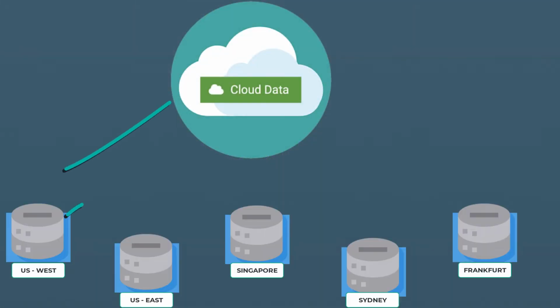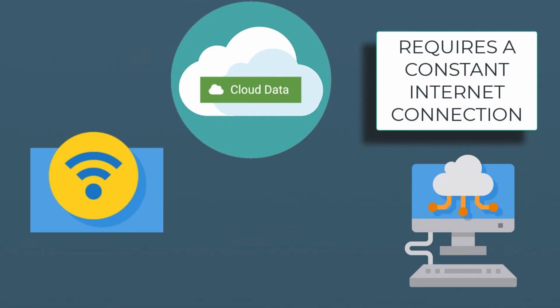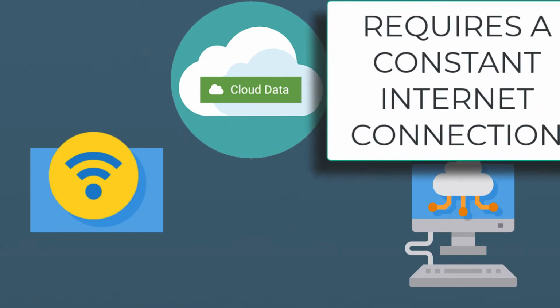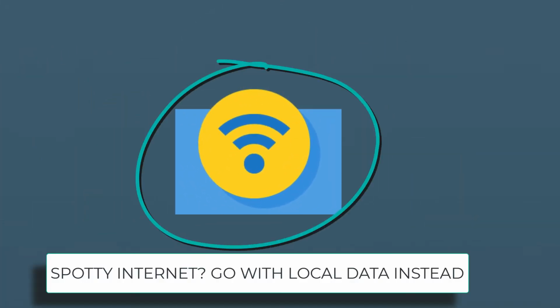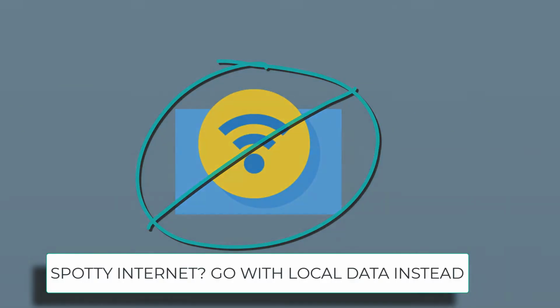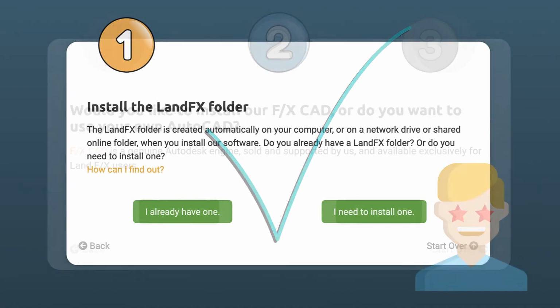With cloud data, your data is stored securely off-site, duplicated across our servers. Note that cloud data requires a constant internet connection. We recommend cloud data in most cases. If you don't have a reliable internet connection, choose local data. That wraps up step 1, installing the FX server component.